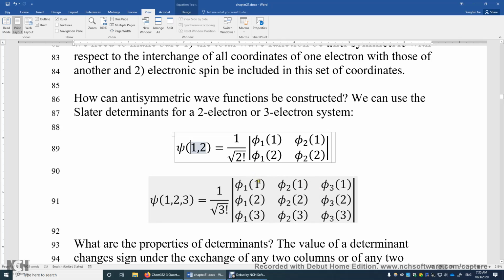And then you can put electron 1 in phi 1. You can put electron 1 in phi 2 or phi 3. Same for electron 2. Same for electron 3. So you have a 3 by 3 determinant. You can expand this determinant and get 3 factorial terms. If you have a 4 electron system, you'll make a 4 by 4 determinant. You'll have 4 factorial terms. What about 10 electrons, such as water? You get a 10 by 10 determinant. And then you have to look at 10 factorial terms.